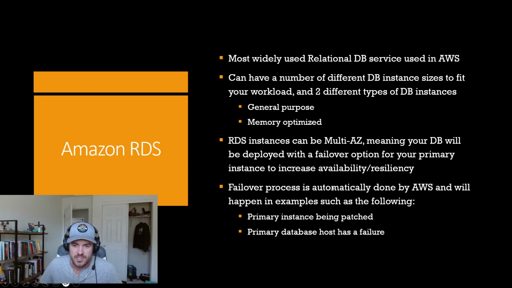This failover process using the multi-AZ deployment is automatically done by AWS, and it will happen in examples such as the following. There's a few more examples we'll touch on later, but these two are commonly asked on the test. So if your primary instance is being patched and is temporarily unavailable, it can fail over. And then if the primary database host you're using has a failure, it can also automatically fail over, okay?